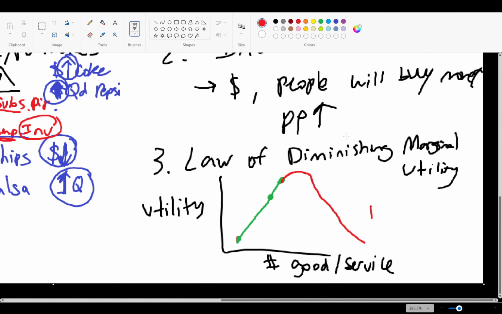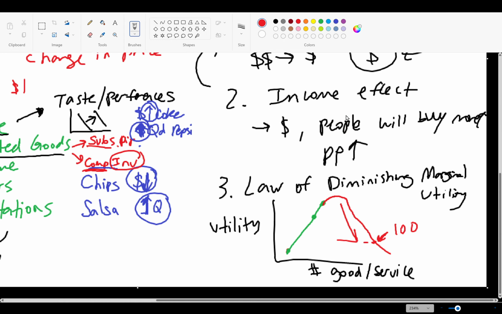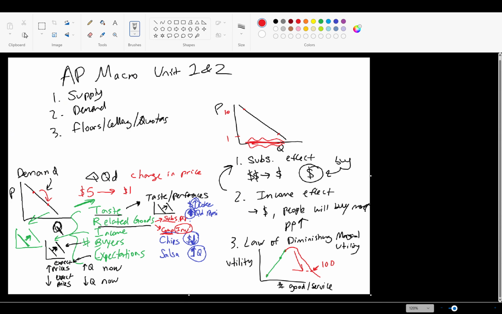100th tea kettle, if you have 100 tea kettles, then it kind of becomes more of a burden. Like, how are you even going to fit 100 tea kettles in your house? So the utility that you have for those tea kettles actually goes down. So that's basically the idea of law of diminishing marginal utility. It's pretty simple. Now let's go to supply curves.